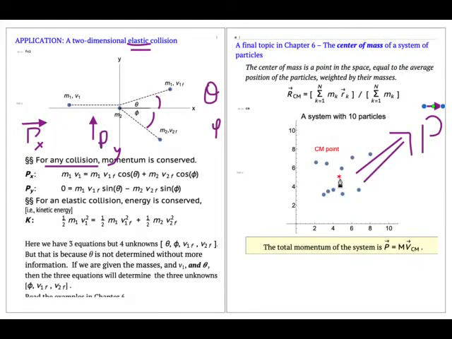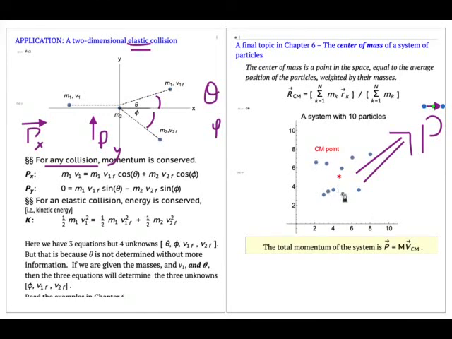So this might be the center of mass point. It doesn't have to be one of the points of the particles in the system. It could be someplace separate from any of the particles. That's the center of mass point. Now, the center of mass is related to the total momentum in an interesting way. The total momentum of the system, call it P, is the total mass times the velocity of the center of mass.